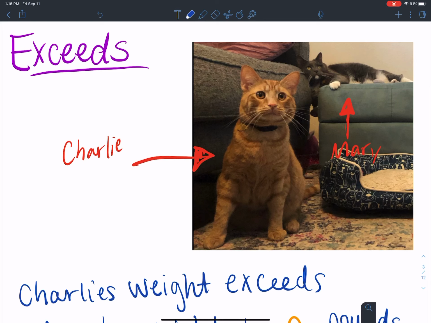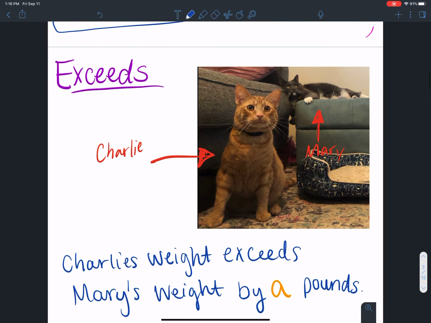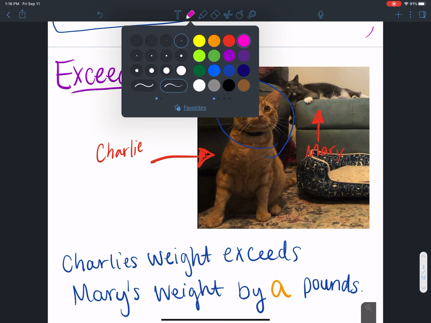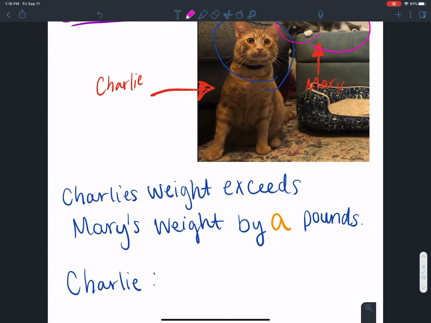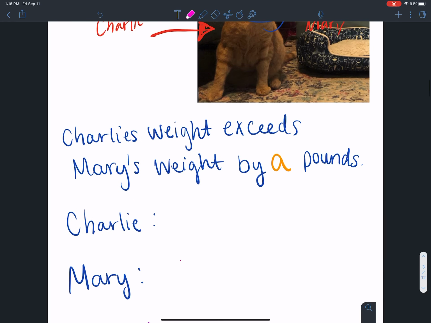Okay, let's talk about the word exceeds for a second. If you see more than, less than, something like that, you can understand that just fine. But when you see words like exceeds, maybe it's a little confusing. So let's just do another example with exceeds. So here we are. Here's Charlie, and here is Mary. Remember, these are my cats. And so Charlie's weight exceeds Mary's weight by A pounds. So since Mary is a lighter cat, she would be X, right? Because she's just one weight.